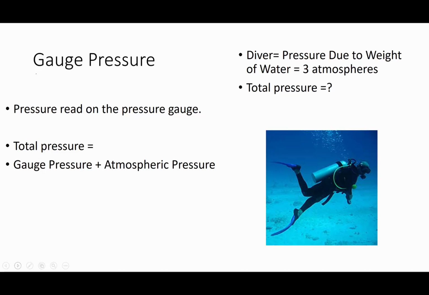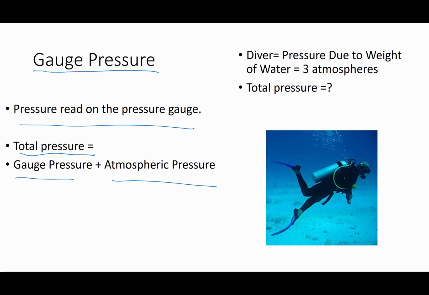When you're doing problems, you're going to have some problems that refer to gauge pressure. Now, gauge pressure is what is actually read on a pressure gauge. That's kind of common sense. But if you are asked to find the total pressure on something, it's going to be a combination of gauge pressure plus atmospheric pressure. Let me give you an example.